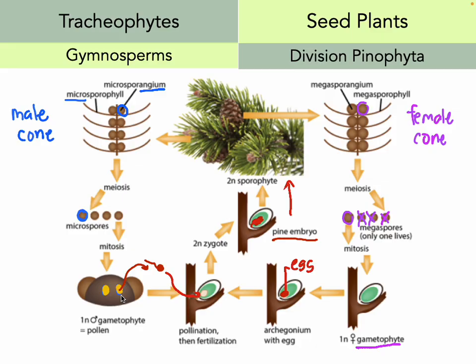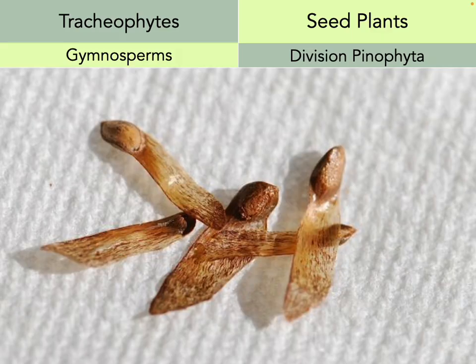Okay, this is pine life cycle, and after the fertilization, they produce this is seed. This is pine seed. This is actual seed, and pine seed also have wings, so they can float very far away. So this is pine seed. It looks like this, very characteristic.